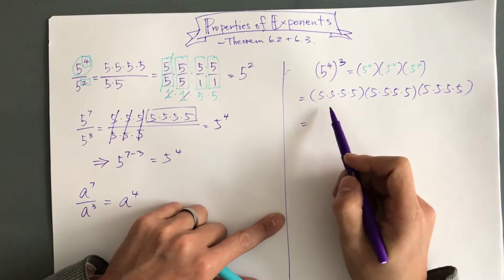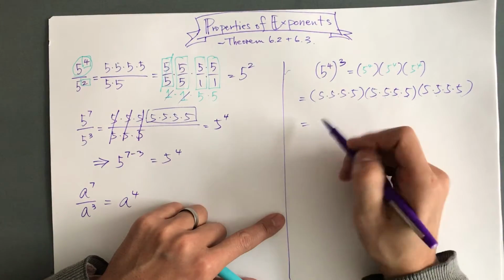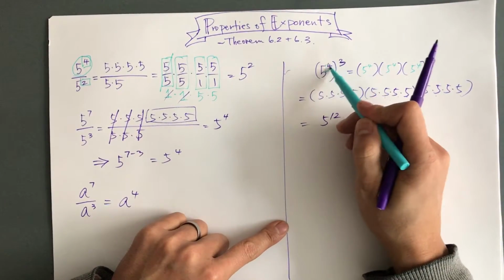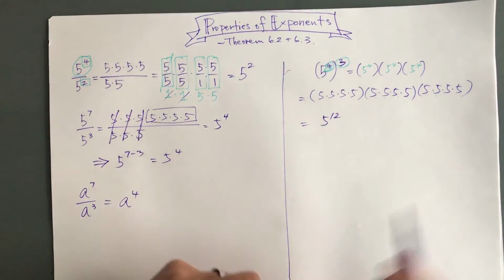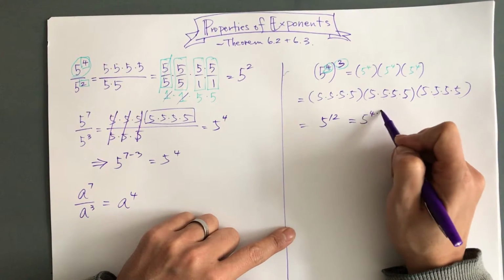That means we have how many in total? 1, 2, 3, 4, 5, 6, 7, 8, 9, 10, 11, 12. So that's 5 to the 12th power. So what's the shortcut, right? 4 and 3. Well, you probably know that's going to be 5 to the 4 times 3rd power.